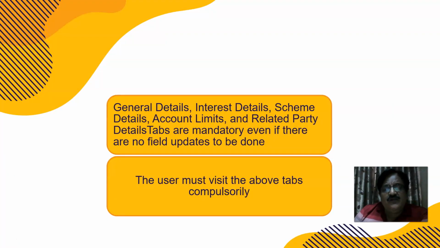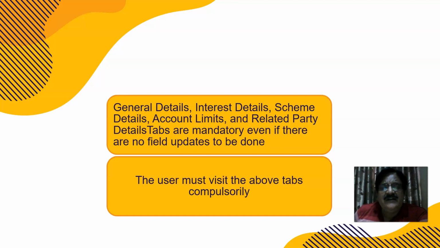The tabs you have to visit are: general details, interest details, scheme details, amount limits, and RPD, that is related party details. If there is more than one authorized signatory or more than one director operating the account, we'll have two KIF IDs. We have to add them as joint or either-of operators of the CC account.